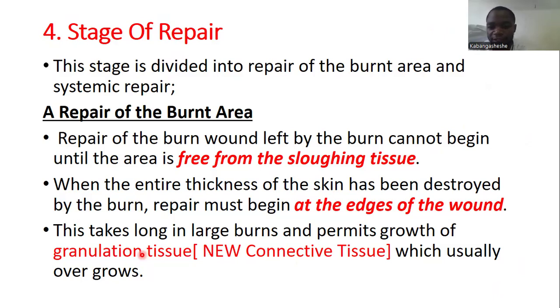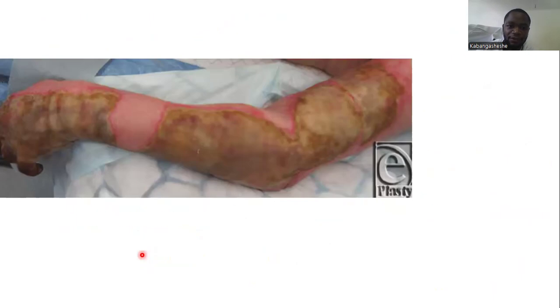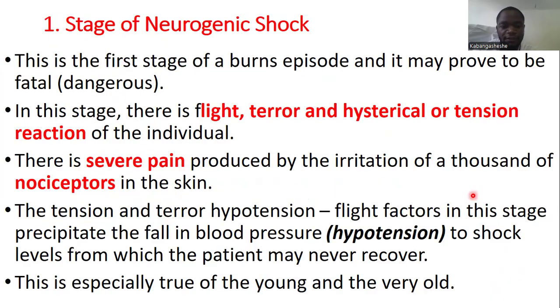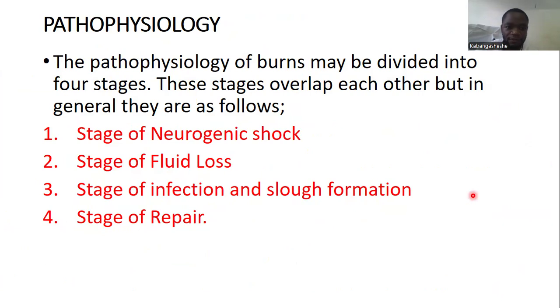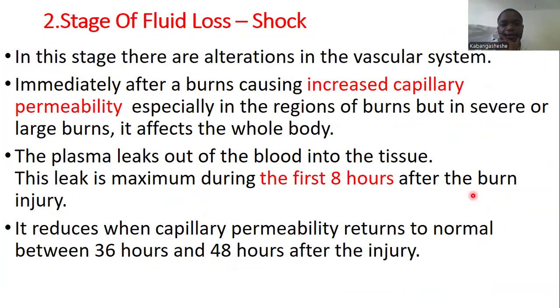So you see that that tissue becomes more red because of extensive blood vessels growing there, like you can see in these areas. That is new tissue growing, granular tissue. Then here we have dead tissue or eschar, if you like, which is sloughing off. So those are the stages of the pathophysiology of burns. What happens? The body is sensitized, neurogenic shock, then there's fluid shift, slough formation, and repair.